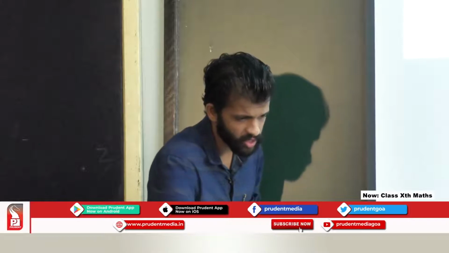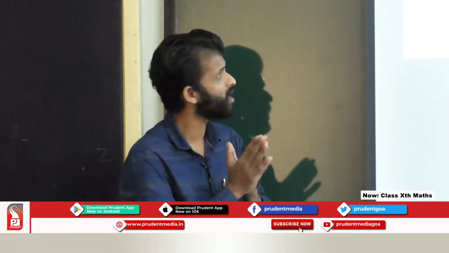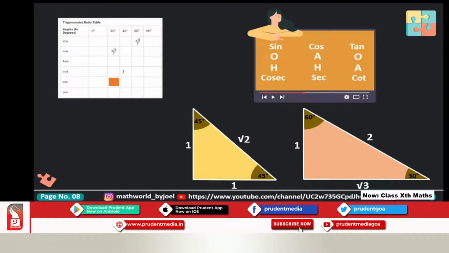Next, let us try cosec 30. So first find out where is 30 degree. Cosec is hypotenuse upon opposite. So hypotenuse is 2, opposite is 1, so the value will become 2. Okay. Now like this you can find out all the other values, so you can try a few.